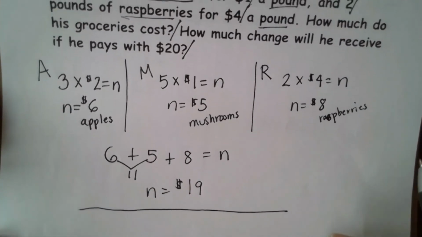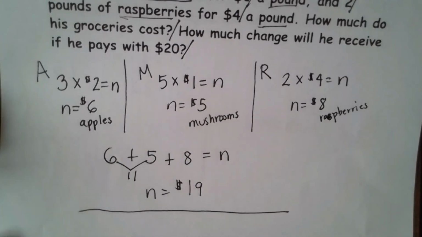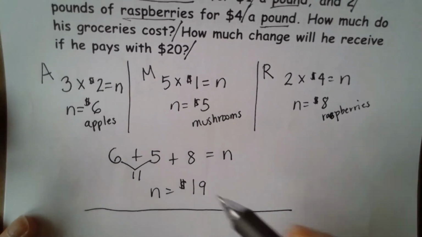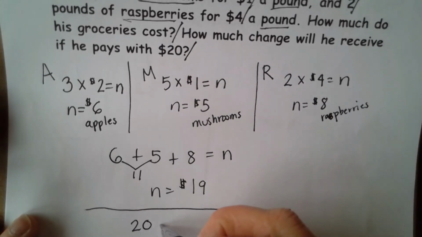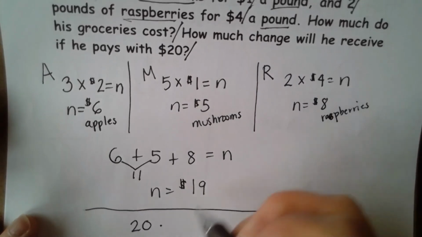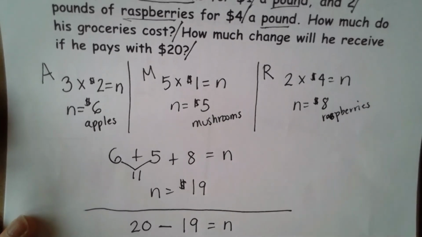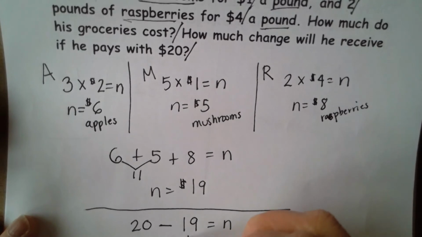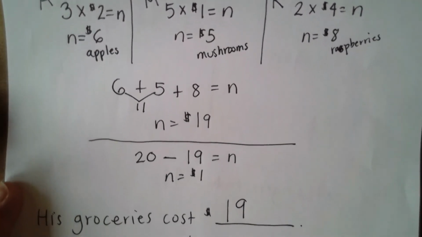Okay, I answered the first question, but now there's the second question. How much change will he receive if he pays with $20? Well, if he pays with 20 and it costs $19, how much is he getting back? 1 buckaroo. He's getting $1 back in change.